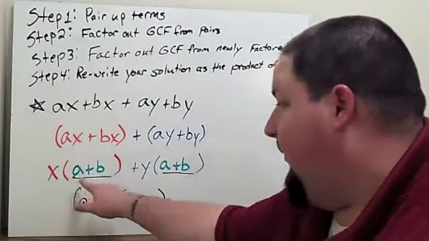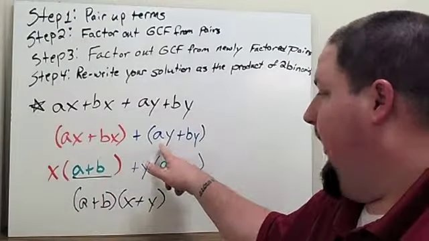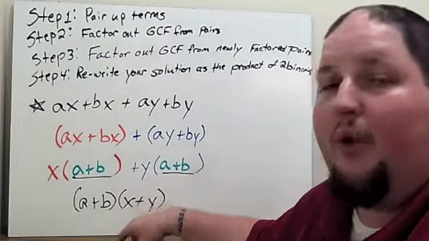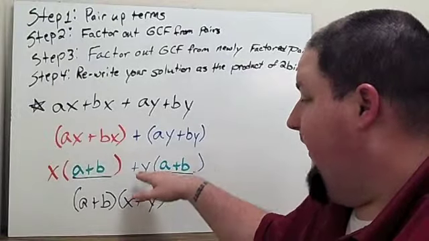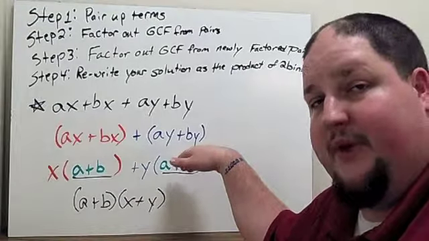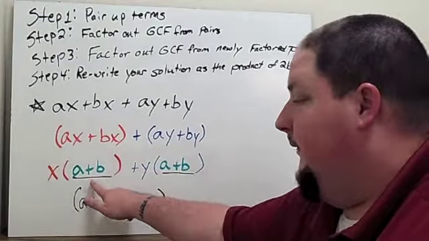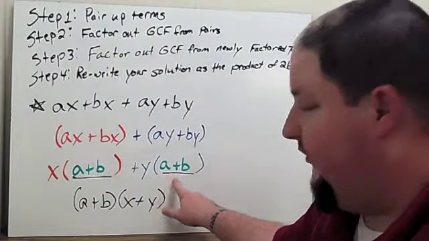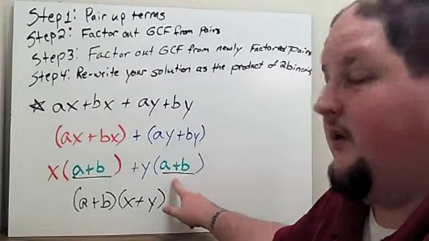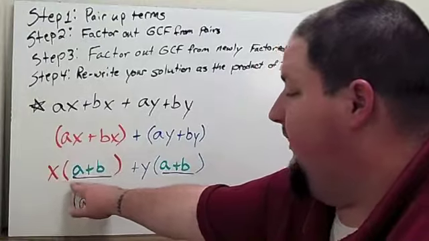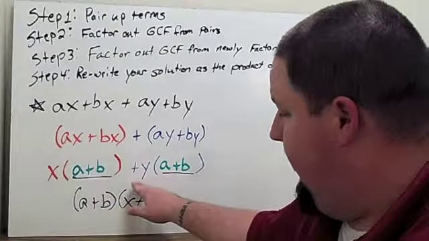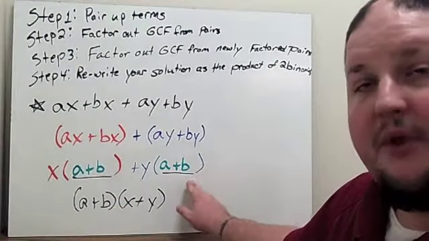When I do that, I'm left with A plus B. AY and BY have a Y in common. So when I factor that out, I'm left with A plus B. Over here I have an A plus B. Over here I have an A plus B. This is one term, X times A plus B. This is one term, Y times A plus B.